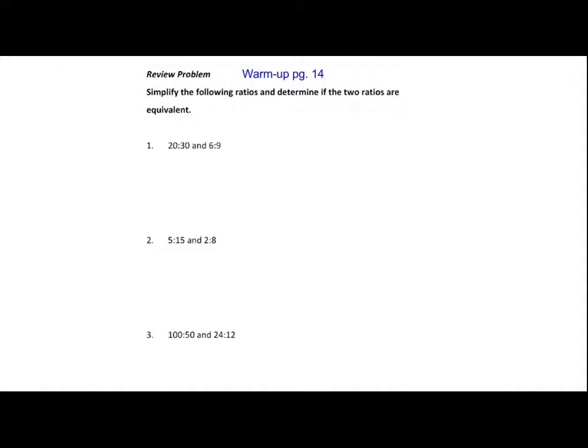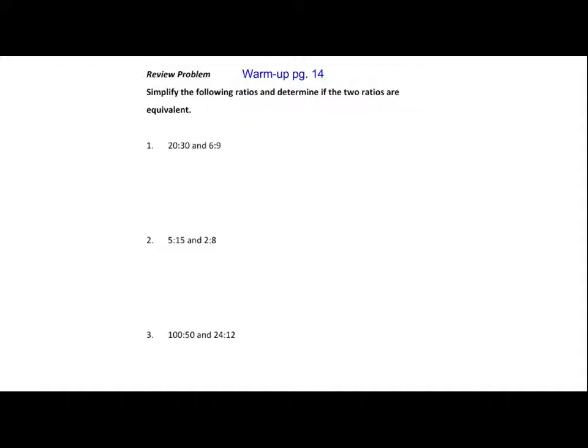This is our warm-up. We have a couple review problems. You should be looking in your white packet for these ratios and simplifying ratios. Feel free to pause the video anytime to follow along and write things down. Don't worry about trying to do this whole thing in the 10 minutes it'll take, okay?